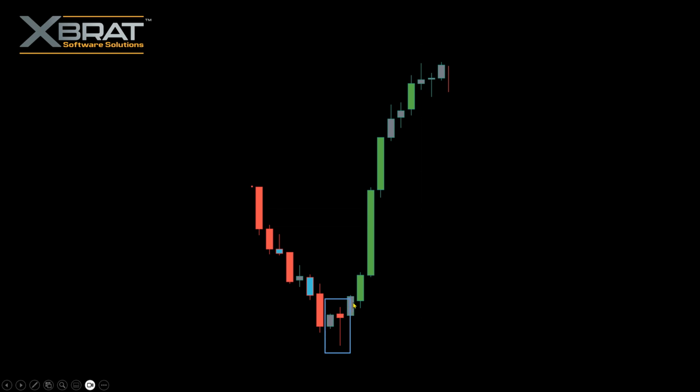Then we can see another grey candle at this point here for a confirmation. We've got a higher high, higher low. Then above this grey candle would be our entry. You can see the next candle takes us in and it just goes hell for leather all the way to the upside there.